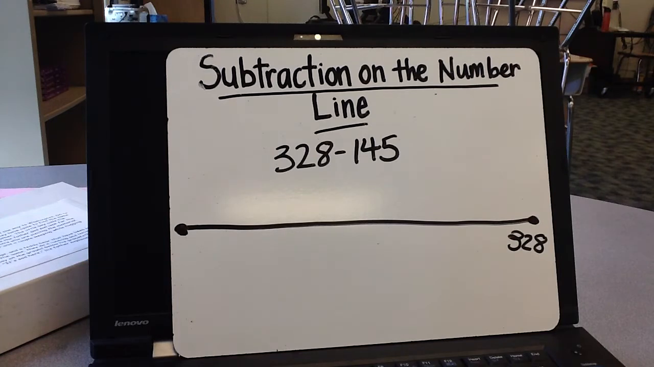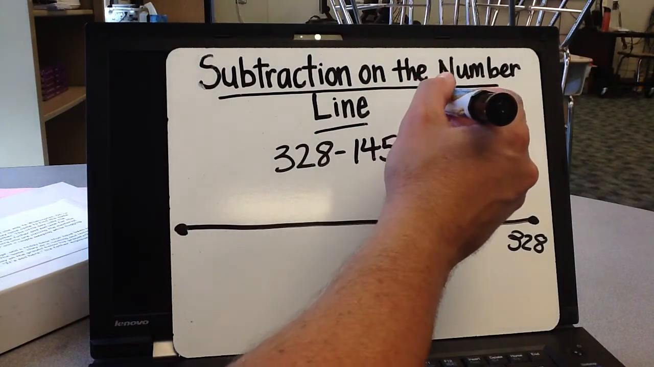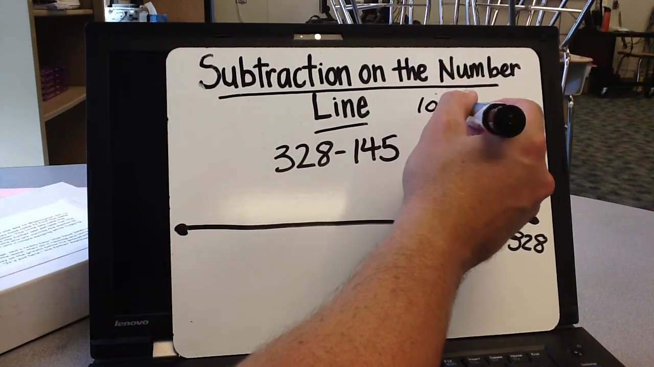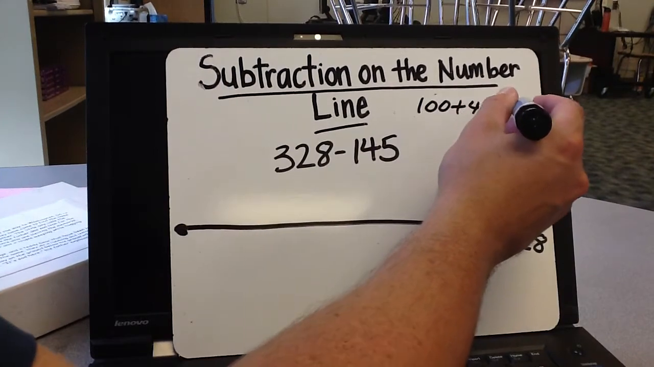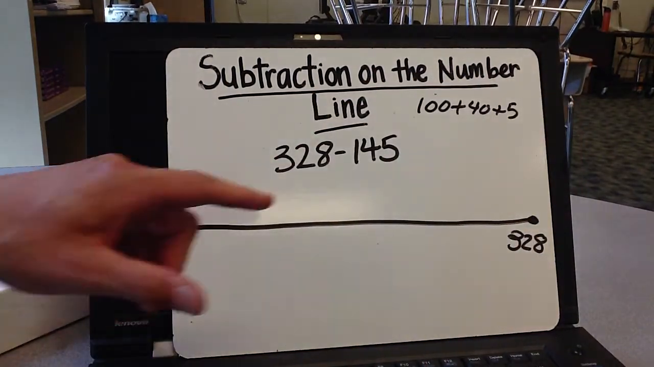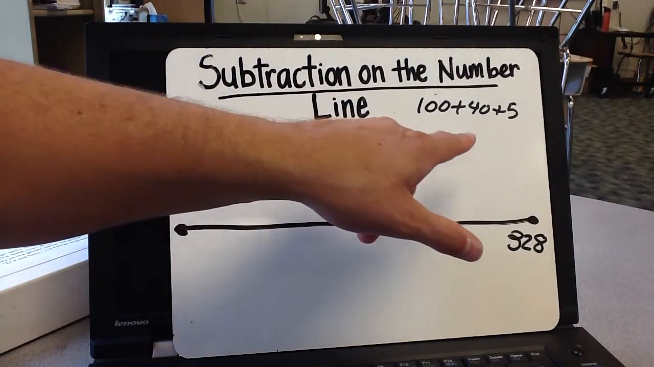Now my next step is to think about subtracting 145. When I think about that number, 145 is a big number, so I like to break it apart and put it into its expanded form. So I think about hundreds, tens, and ones. So when I do that, up top here, I'm just going to write the equation 100 plus 40 plus 5. Because that's the number that I'm going to be taking away in expanded form.